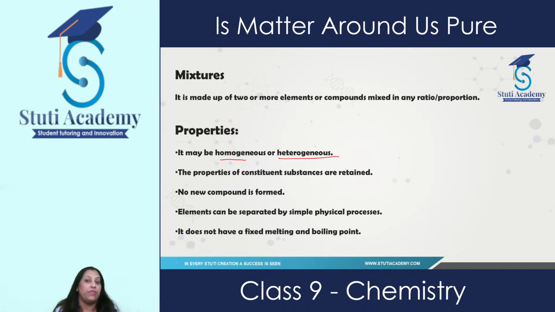If we are talking about mixtures, mixtures are opposite to compounds. They are homogeneous and heterogeneous, and their constituent particles retain their properties. They do not lose their properties, whatever substances are present in those mixtures. No new compound is formed. They can be separated by physical processes, and they do not have any fixed melting and boiling point. Apart from this, we are talking about types of mixtures. We have two types of mixtures, homogeneous and heterogeneous.